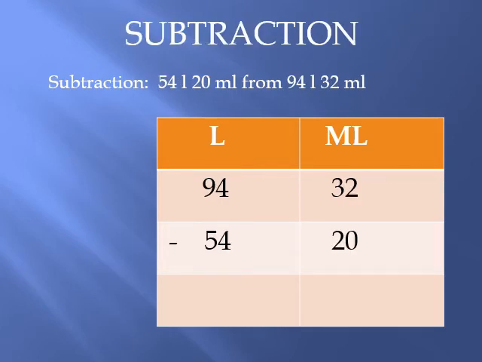Now let's subtract 54 liter 20 milliliter from 94 liter 32 milliliter. First we will arrange these numbers in columns. Now let's subtract milliliter. 32 minus 20 is equal to 12. Now subtract liter. 94 minus 54 is equal to 40. The answer will be 40 liter 12 milliliter.